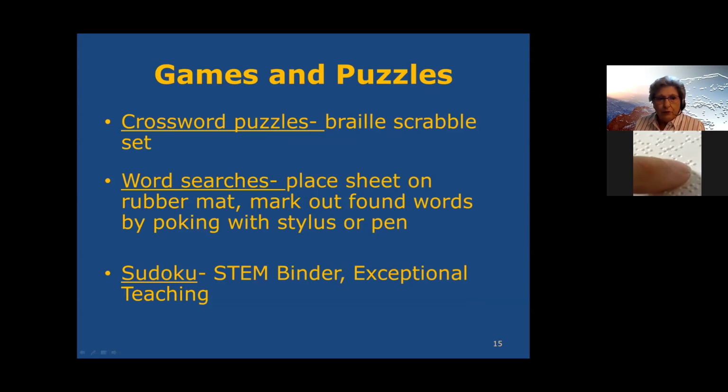But if crossword puzzles are a big thing in their classroom, get a Braille Scrabble board, and you can set up crossword puzzles quickly and easily with that. For word searches, if you've brailled one of those and then you put that on top of a rubber mat like you use for tooling, or on top of the Draftsman or anything that has a rubber mat, the student can use a stylus or a pen or anything to just poke a hole where they found that word and mark the word that they found.